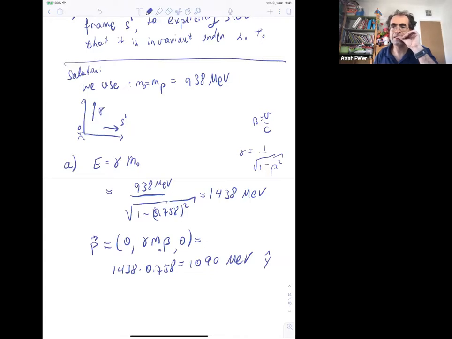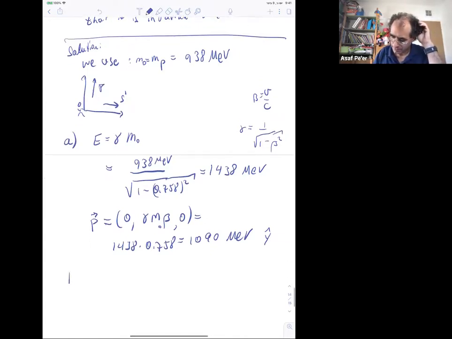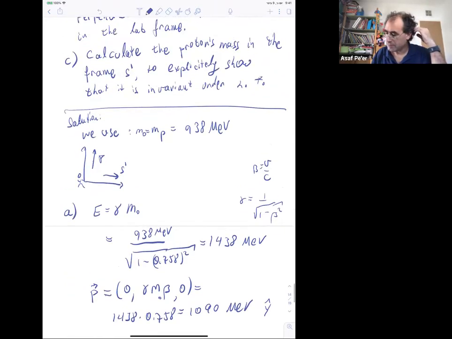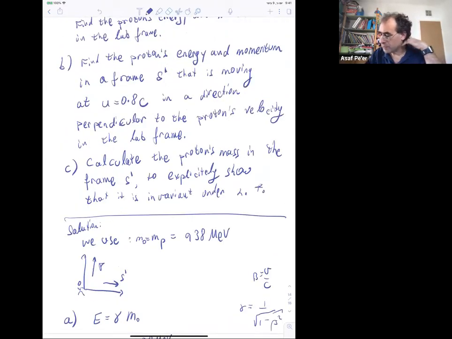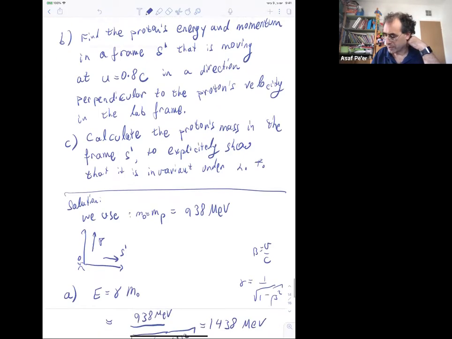Okay, let's do part B. So now in part B, you're asked to find the proton's energy and momentum in the frame S prime that is moving at a speed of 0.8c in a direction perpendicular to the proton's velocity in the lab frame. So here it's in the x direction.